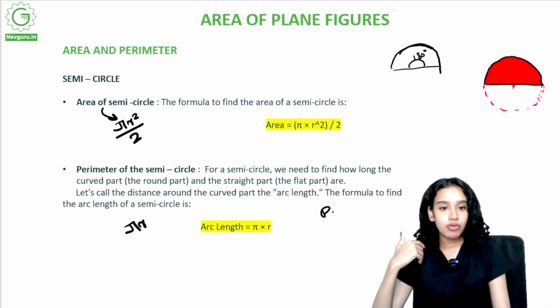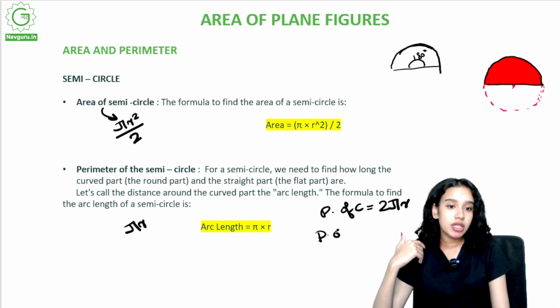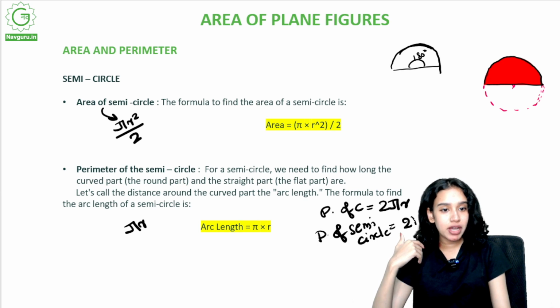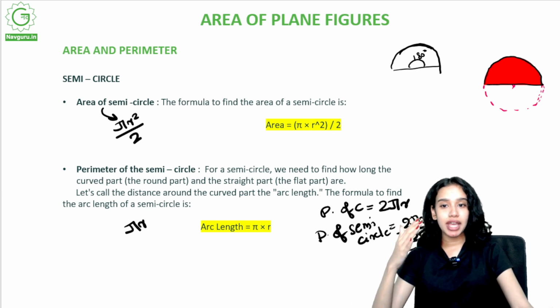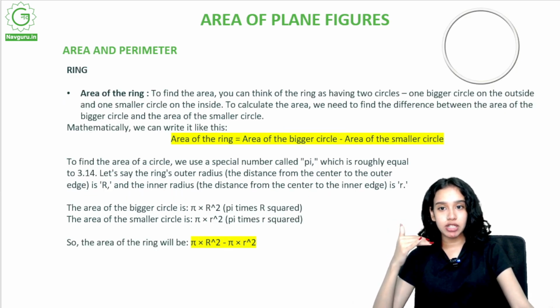Otherwise, there is an easy way to look at it. The perimeter of a circle is equal to 2 times pi into r. So what would be the perimeter of a semicircle? It would be equal to 2 pi r divided by 2, which is equal to pi r, right? Now this is the area and perimeter of a semicircle.